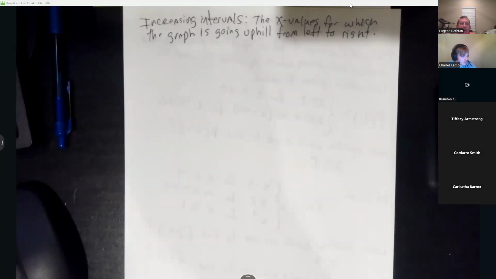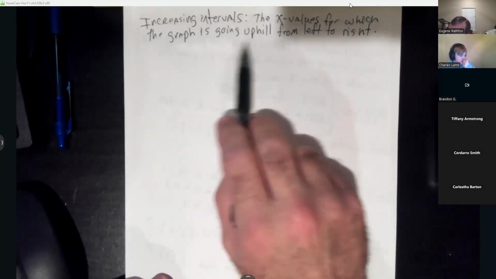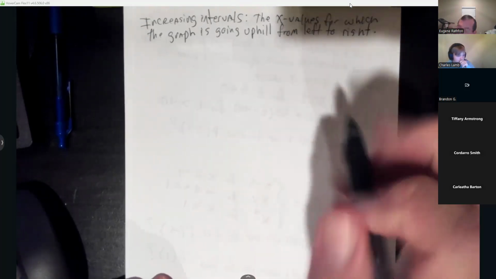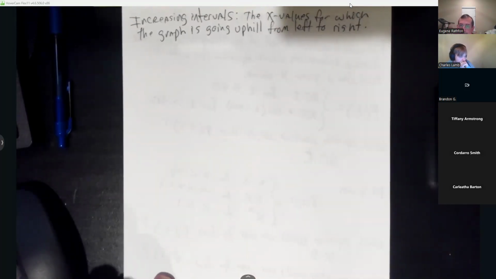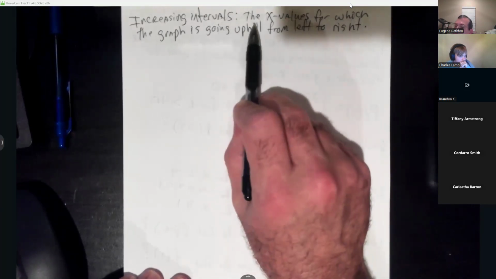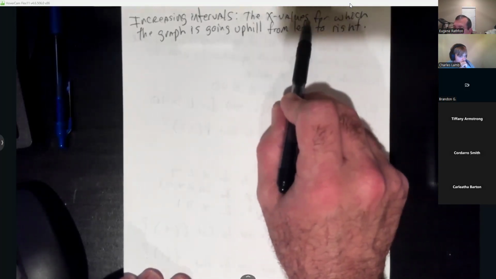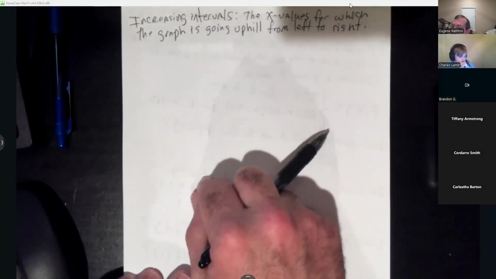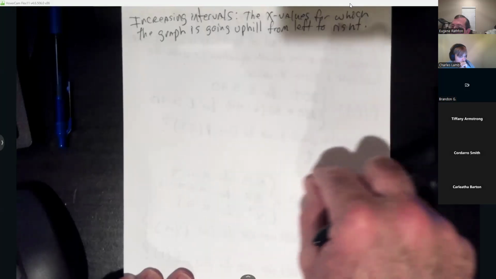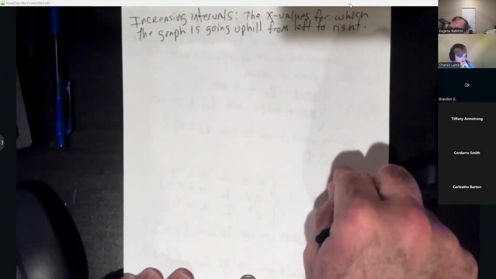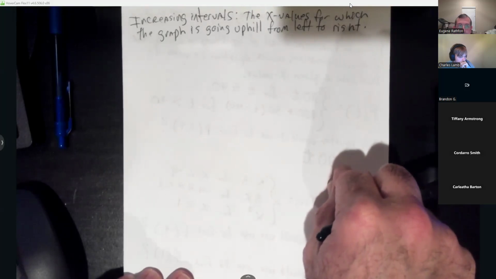All right, y'all, we always read a graph left to right. We never go right to left on them, okay? It's always left to right. So it's going to be going uphill from left to right. And notice, it's the x values. What x value does it start at going uphill? And then what x value does it end at going uphill, okay?